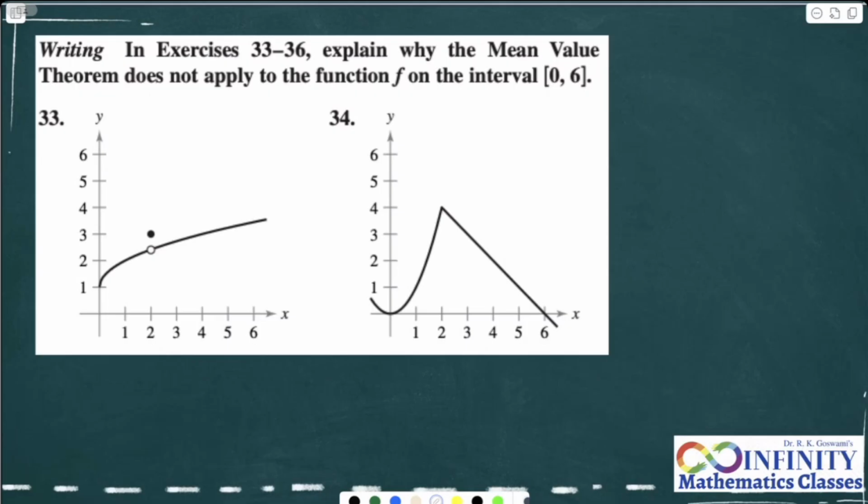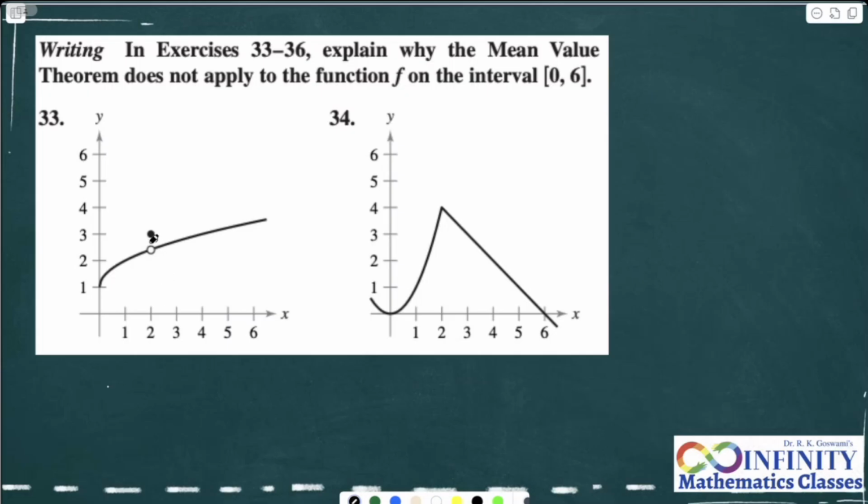Okay. But it doesn't apply to both. Oh, it already says that. Oh, I need to explain why. So for the first one, it's not continuous, and for the second one, it's not differentiable at 2. Can you please help me?